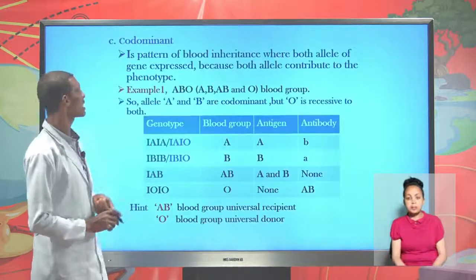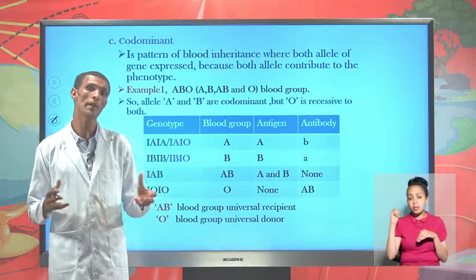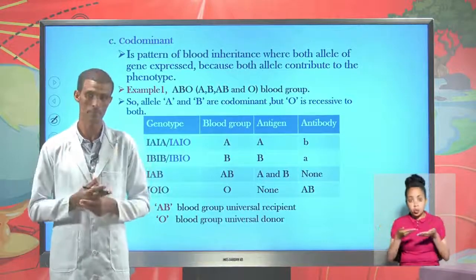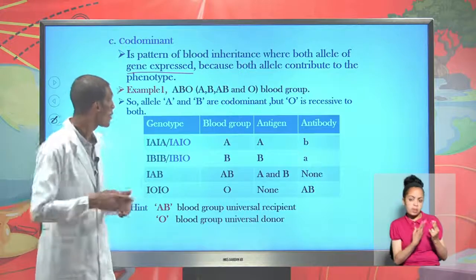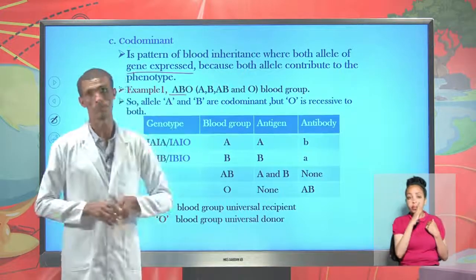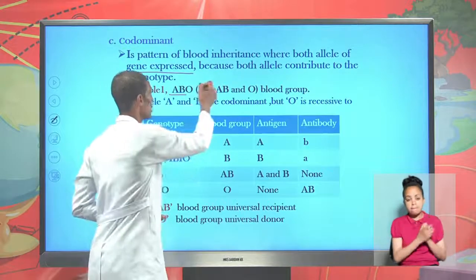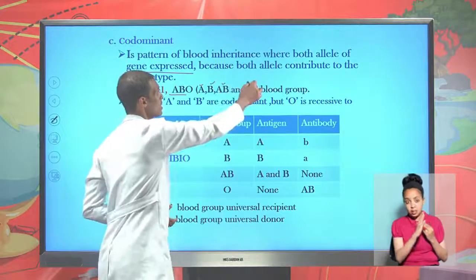Another type of dominance is codominance. When we say codominance, it is a pattern of dominance where both alleles contribute to the phenotype. The character of both alleles can be expressed here. This type of example is most probably observed in human blood group inheritance. We humans have the ABO blood group, which is classified into 4 blood types. Accordingly, there is A blood group, B blood group, AB blood group, and O blood group.